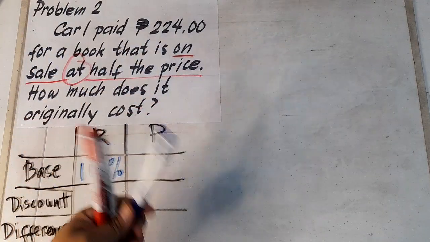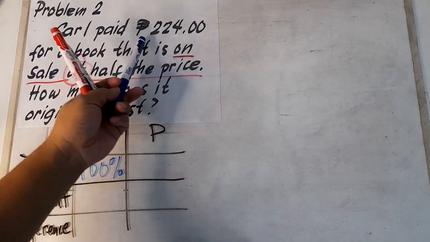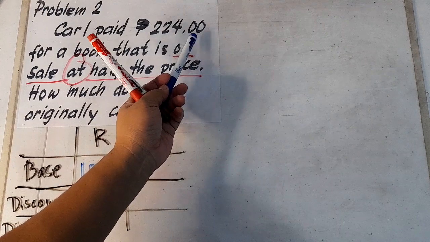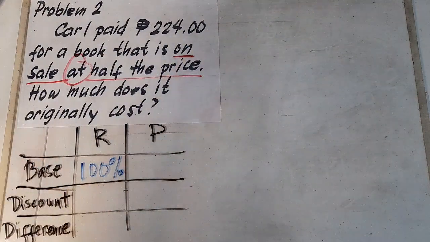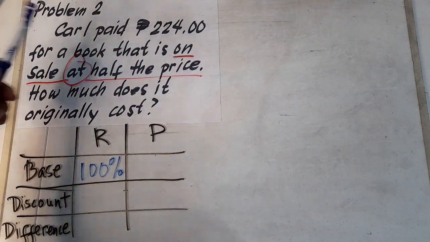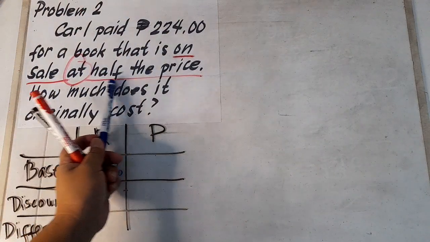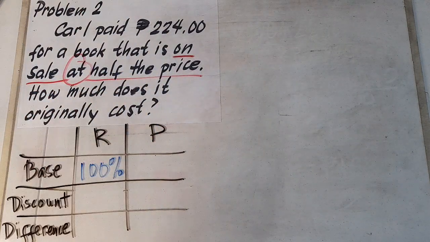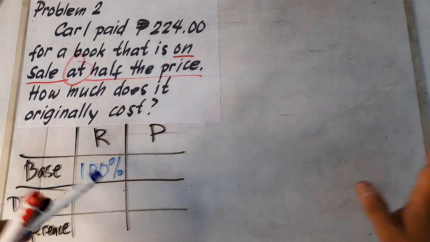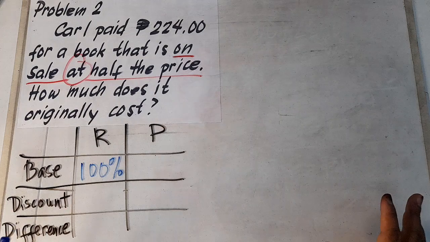So, pag tinanong kayo, what are the given? Malamang ang ilalagay nyo lang doon ay 224 pesos. When in fact, dalawa yung given dyan. It's 224 pesos and half the price. Okay? So, though obviously enough, alam ninyo kung anong kalalabasan ng ating sagot, no?